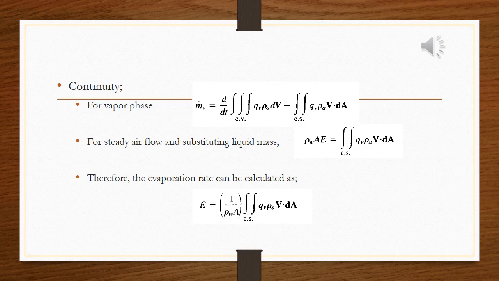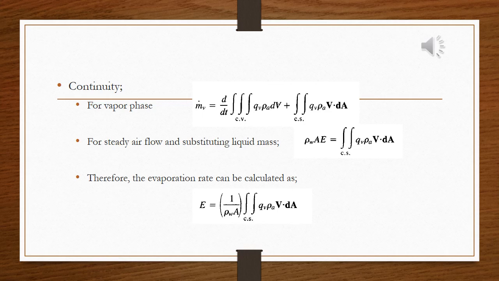Because, as we said in the second lecture of this class, the mass of air has different components rather than only water vapor. That's why we are taking the specific humidity. If you don't remember, just go back to the second lecture and you will see how we derive this equation.